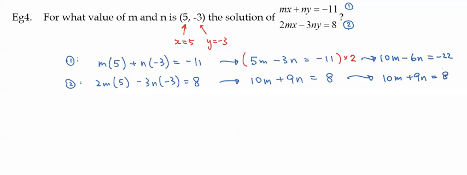Now that both equations have positive 10m, you want to subtract, yes. When they have the same sign in front of them, we will subtract one equation from the other. But if they have different signs, opposite signs in front of them, we will add them. So sometimes they call this method the method of adding and subtracting the two equations. They don't call it elimination. They call it adding and subtracting.